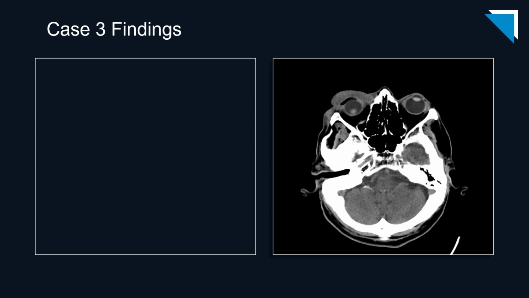In this case, I'll draw your attention to the right globe. The periorbital soft tissue swelling was obvious to all of us, even on the first pass. The dislocated lens, however, while obvious in retrospect, is something that could easily be missed if we don't scrutinize the globes themselves.